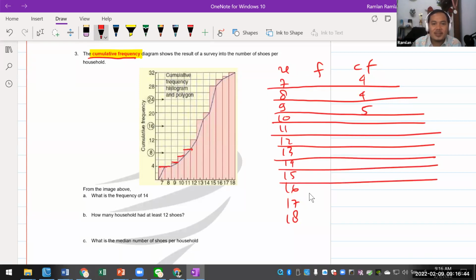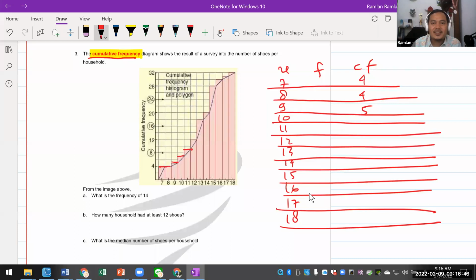Sorry, the drawing is very messy. Okay, so the next one is 10. The 10 is 7. The 11 is, oh yeah, 9. 11 is 9. And then 12 is 12. And then 13 is 18. And the 14 is 20.